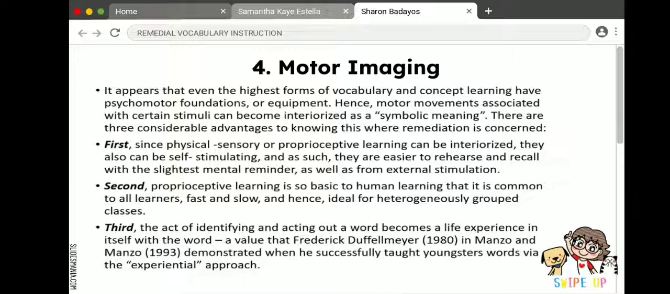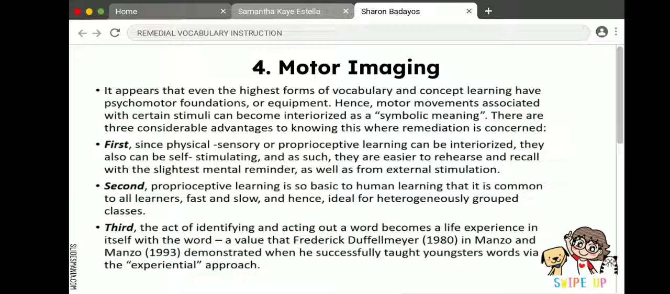So, those knowledge that they have already interiorized, for those fast learners, they are the ones who easily recall or rehearse the meaning even with just a slight mental reminder. Letter B. Second, proprioceptive learning is so basic to human learning that it is common to all learners, fast and slow, and hence ideal for heterogeneously grouped classes.